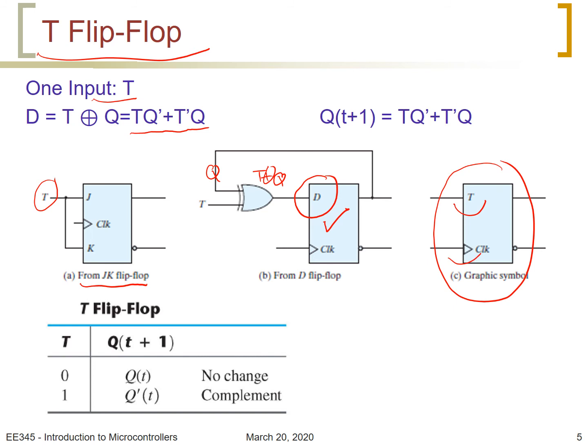The function table is so easy for this flip-flop. If T is 0, Q at time t plus 1 is equal to Q at t, which is no change. Of course, we do it here. If T is 0, this will be Q, and the output will appear at the input, so no change. And if T is 1, this will be Q prime, and therefore Q at time t plus 1 is equal to Q prime, which is the complement. So the T flip-flop either maintains the state as is when T is equal to 0, or it complements its state when T is equal to 1. Very simple flip-flop.